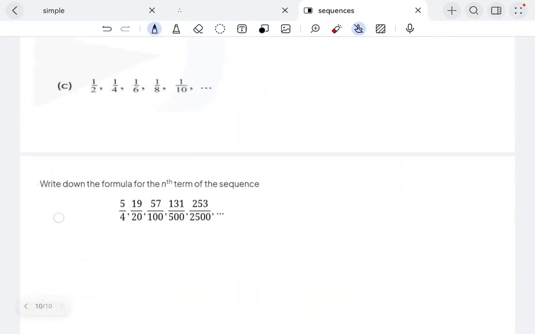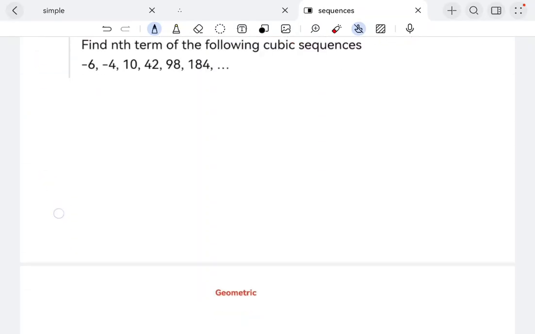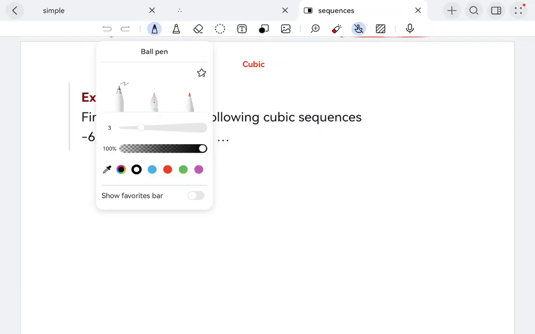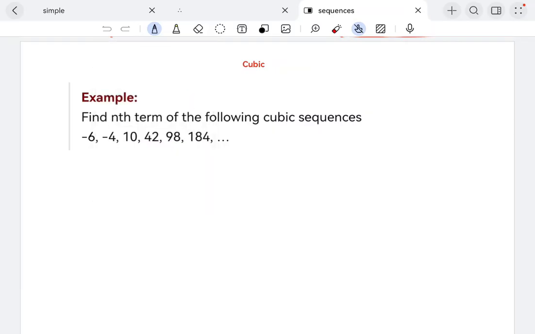So let's go now back again quickly to the cubic sequence. I know that you know how to do it. You need to know the cubic sequence is an cubed plus bn squared plus cn plus d. But don't worry, 99% of the questions just come as n cubed plus d. Sorry, I said n squared, I mean n cubed plus d.